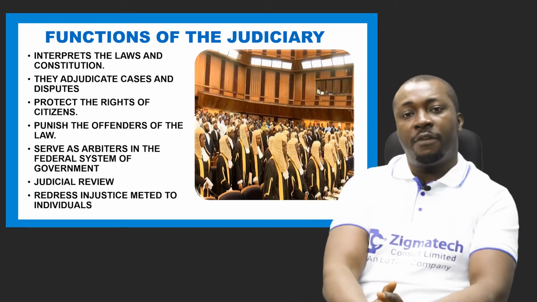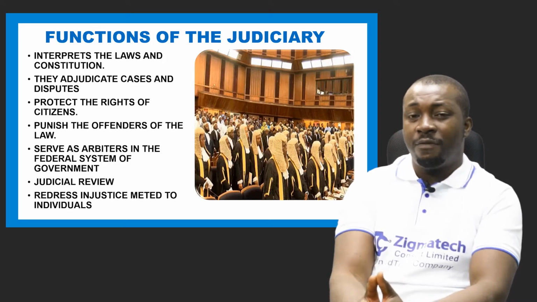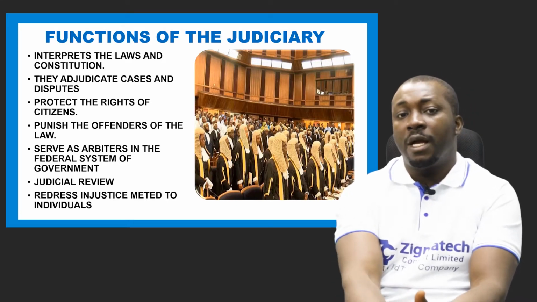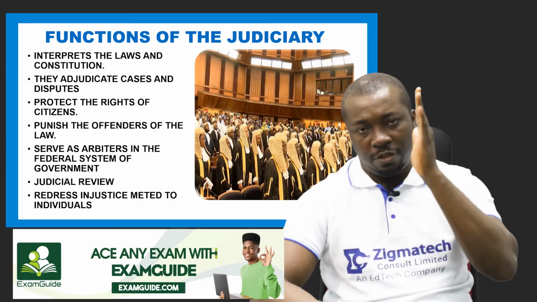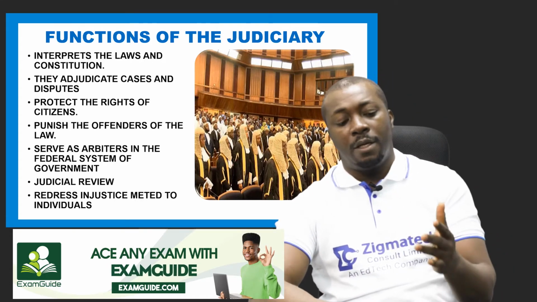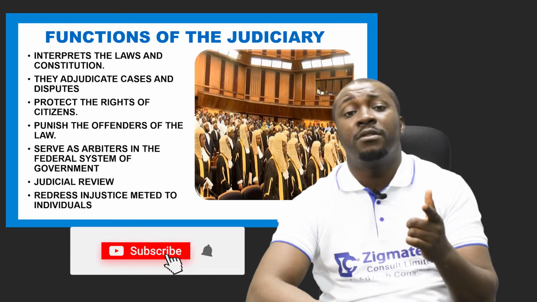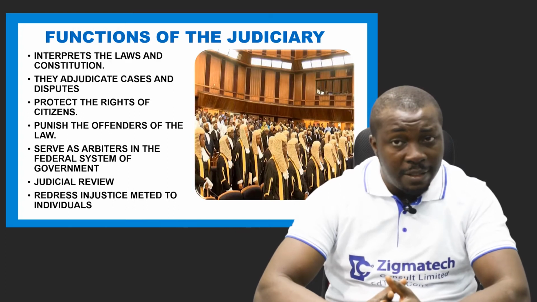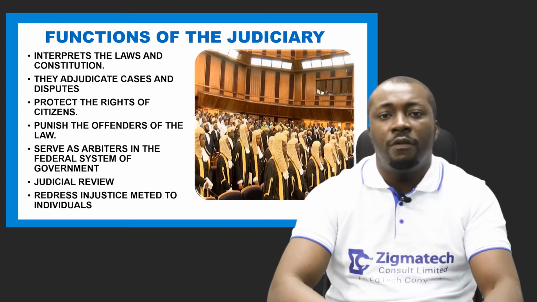Of course, we talk about another function, which is punishment of offenders of the law. When you commit a crime, when you offend, when you go against any law of the state, you'll be prosecuted in the law court, and the court, the judiciary, will be the body that will pronounce judgment, punishment. The punishment can range from prison sentence, it could be death penalty, execution, it could be payment of fine, a form of compensation, it could be withdrawal of some rights. So they are responsible for meting out the appropriate punishment to the offenders of law.